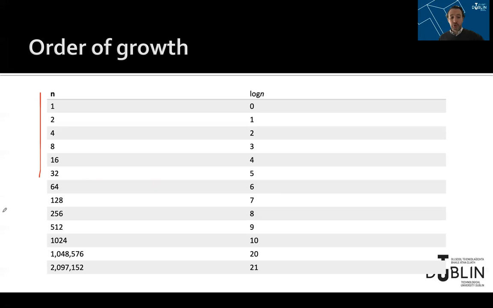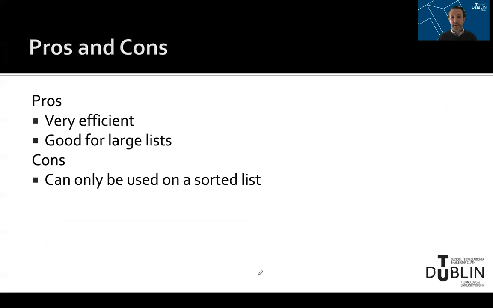So if you have 2 million numbers, it only actually takes 21 splits to get the number you want. And that's amazingly quick. So it's very effective. It's very good for large lists, but it only works on sorted lists.